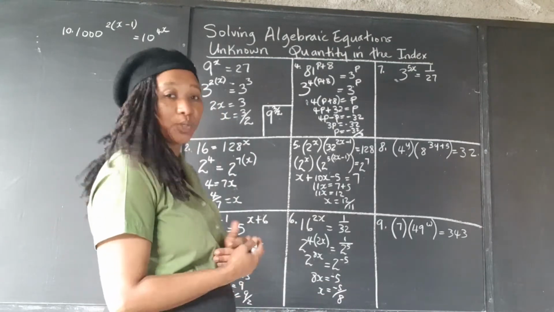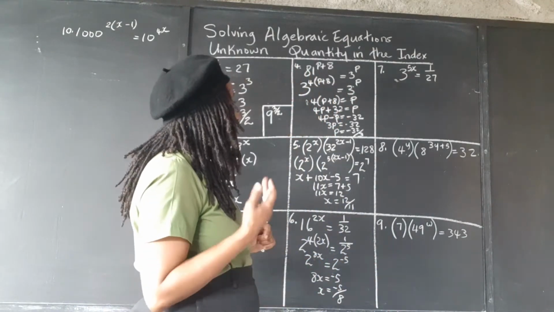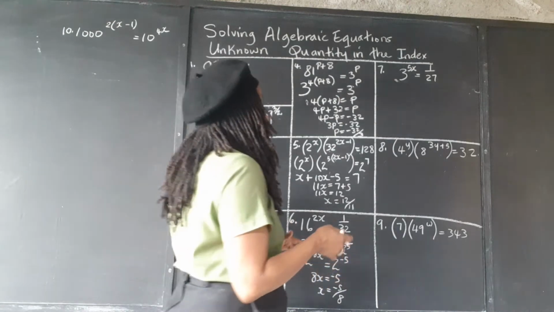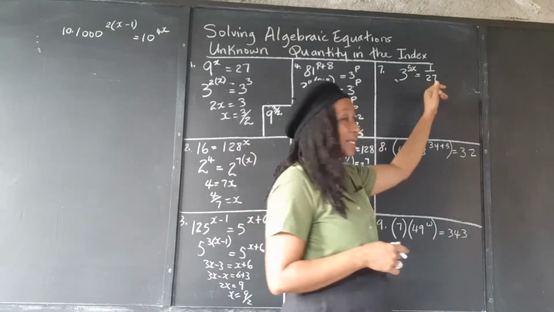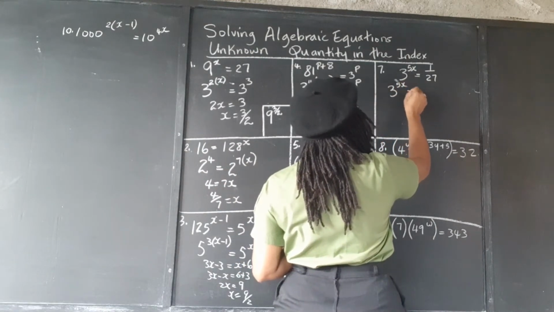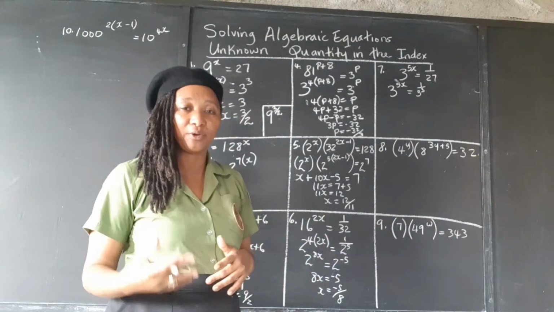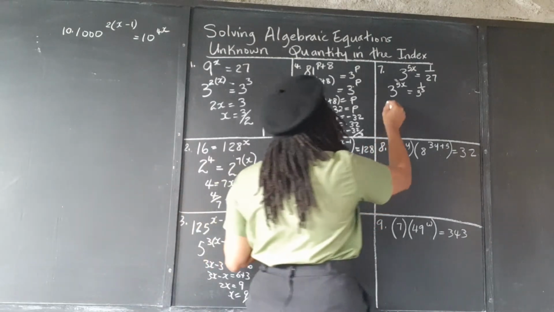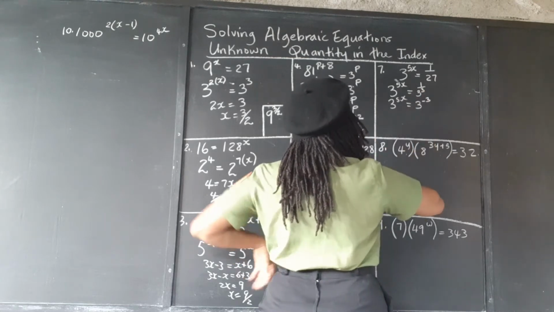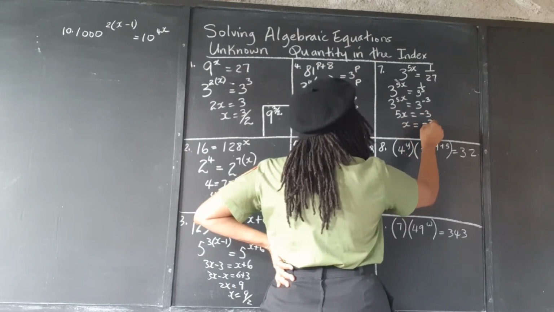Alright, so we have 4 to go. Are you getting the hang of it? So we're trying to rewrite them with the same bases so we can use our laws of indices. Alright, so we have 3 as a base, and we know 27 is 3 to the 3rd power. So we have 3 to the 5x is equal to 1 over 3 to the 3rd power. And 1 over any number is that number to the negative 1. So 3 to the 5x is equal to 3 to the negative 3. 5x is equal to negative 3. X is negative 3 over 5.